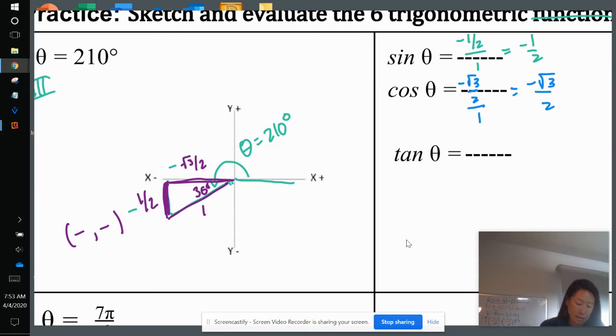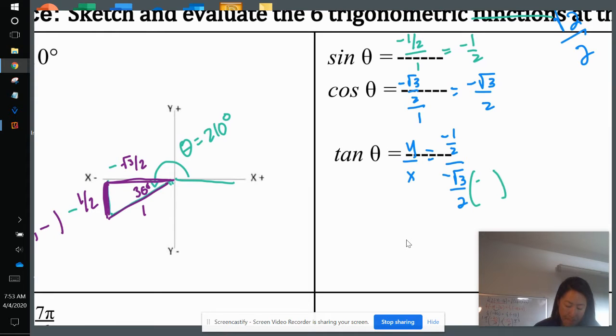Tangent is opposite or y over x. It's the y over the x, which is negative 1/2 over negative root 3 over 2. To simplify, we need to multiply by the reciprocal, negative 2 over root 3. The 2's cancel. Anything I do to the bottom, I must do to the top as well. So negative 2 over root 3. I can see that the 2's cancel. The negative 1 times negative 1 becomes a positive 1, and on the bottom is root 3.